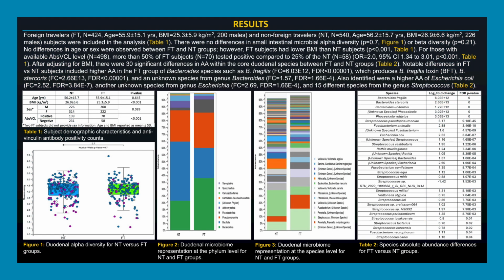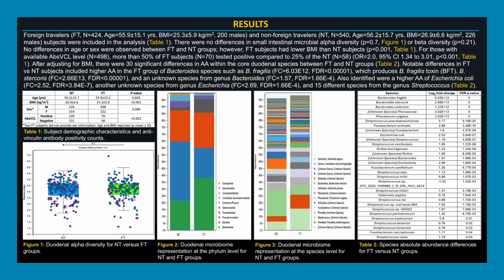When comparing the foreign traveler group to the non-traveler group, there were no differences in small intestinal microbial alpha diversity or beta diversity. No differences in age or sex were observed. However, the foreign travel group had significantly lower BMI compared to the non-travel group. For those subjects with available anti-vinculin levels, more than 50% of the foreign travel group tested positive compared to only 25% of the non-travel group.